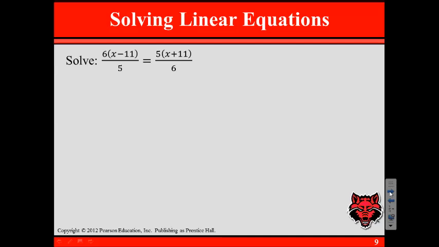Let's try an example where we have a fraction on each side. We have parentheses that need to be distributed through in the numerator of each of those fractions. So let's start by distributing the 6 on the left-hand side and the 5 on the right-hand side. So multiplying through the 6, 6 times x is 6x, 6 times negative 11 is minus 66, all over 5. And that equals 5x plus 55 all over 6.